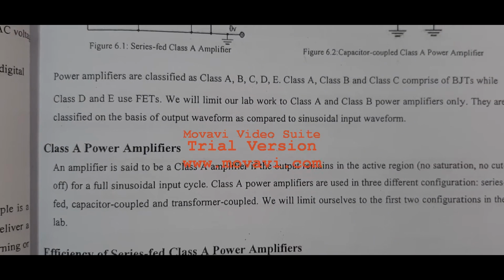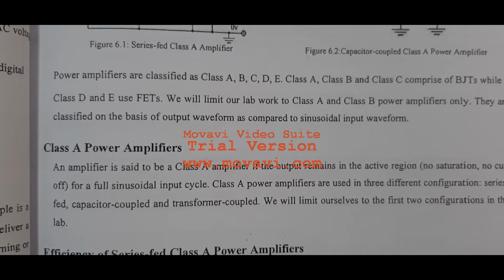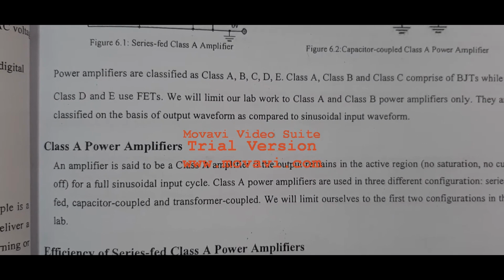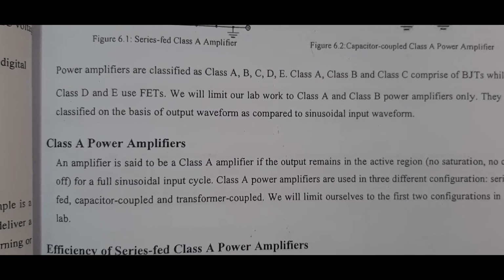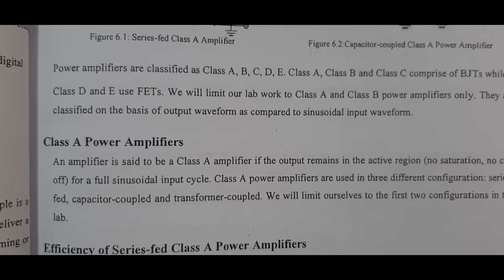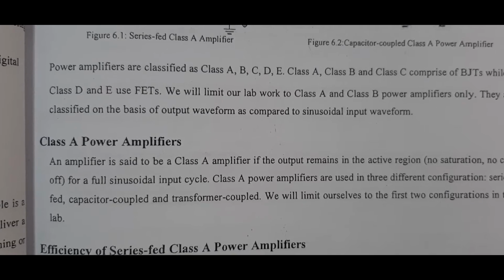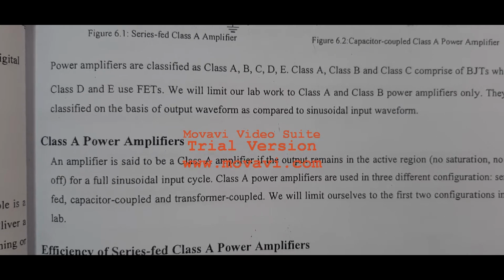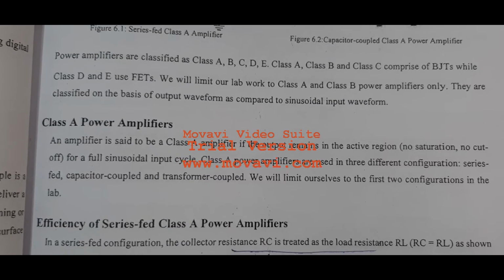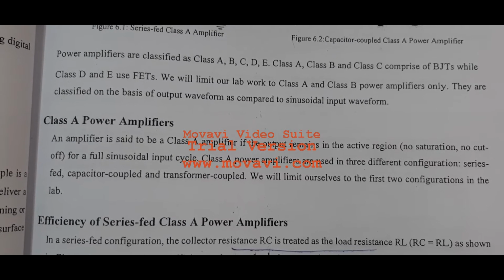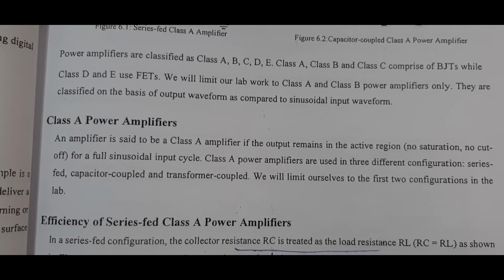Power amplifiers are classified as class A, B, C, and D amplifiers, but in this lab we will only learn about class A and B amplifiers and their mixed configuration, that is the AB or the push-pull power amplifier. It is said to be a class A power amplifier if its output remains in the active region for a full sinusoidal input cycle.